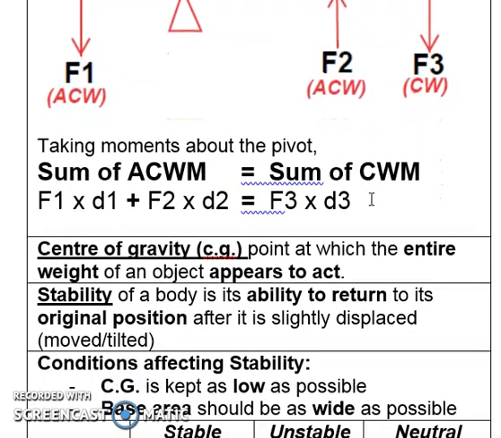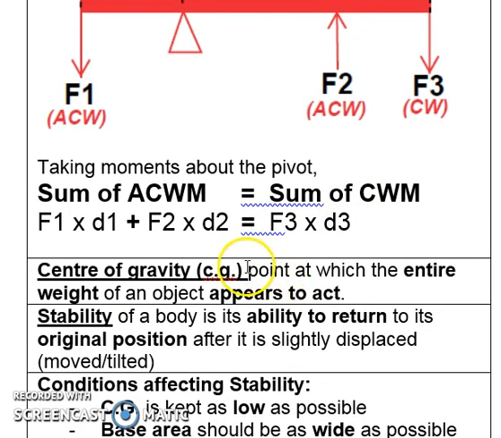Okay, next up, center of gravity. You need to know the definition: a point at which the entire weight appears to act. Not where the entire weight acts, but where it appears to act. So you can use that as an imaginary point.